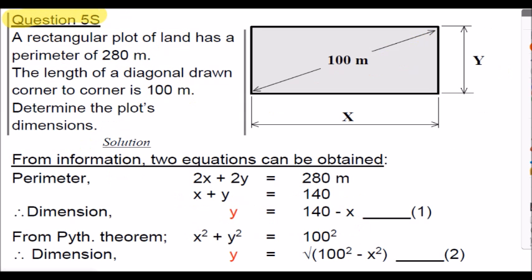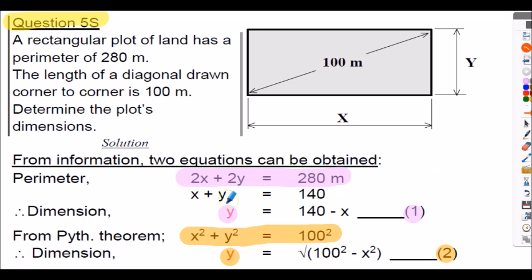Question 5s, here's the full worked solution. So here's the first equation related to the perimeter that we generated on the previous slide, and we need to rearrange that in terms of y, which is shown here, equation 1. And we generated this equation from Pythagoras' theorem on the previous slide, and again that has to be rearranged for y, and that's shown here as equation 2.